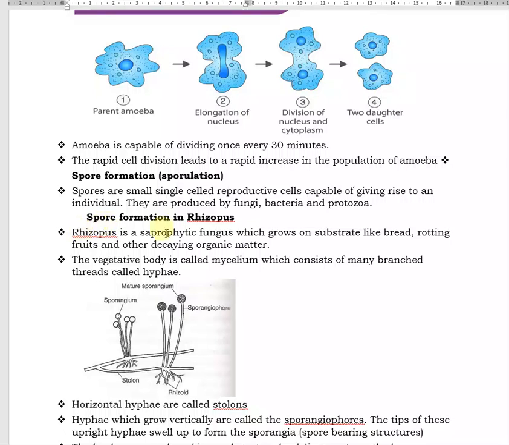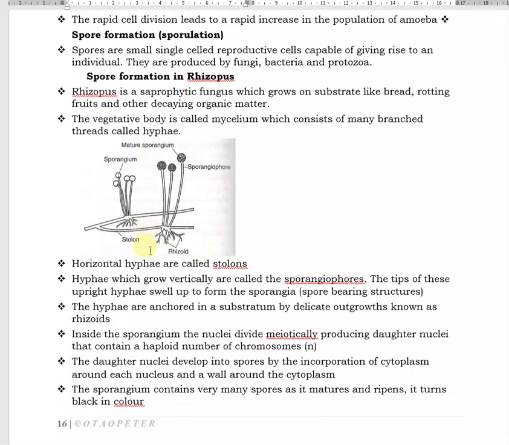Now, let us look at spore formation in rhizopus. So rhizopus is a saprophytic fungus which grows on substrates like bread, rotting fruits, and other decaying organic matter. So the vegetative body is called a mycelium. So the vegetative body is called what? Mycelium, which consists of many branched threads called hypha. What is hypha?